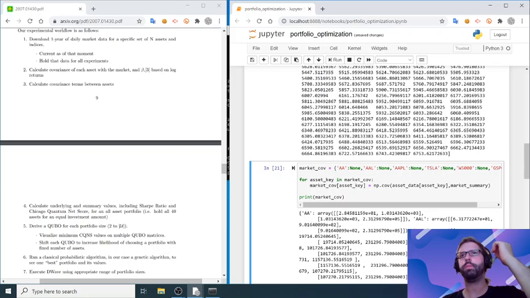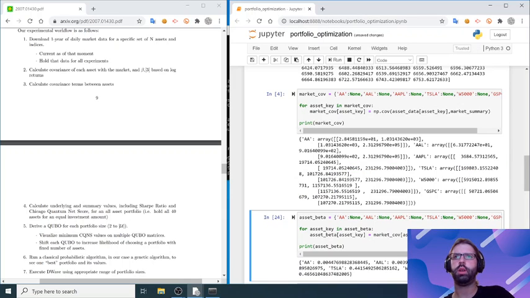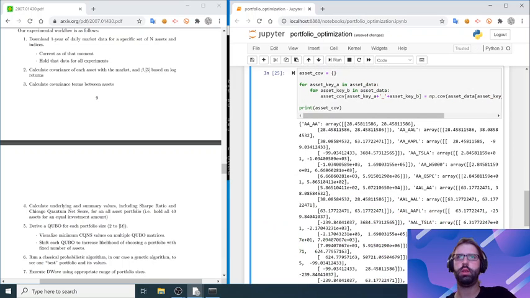The covariance. So for the covariance, we're iterating over the asset keys, and we're calculating the covariance between the asset and the market. Okay, and then we're calculating the beta, which is the covariance divided by the variance of the market summary. Okay, and then the asset covariance, so the covariance between each pair of assets. Okay.